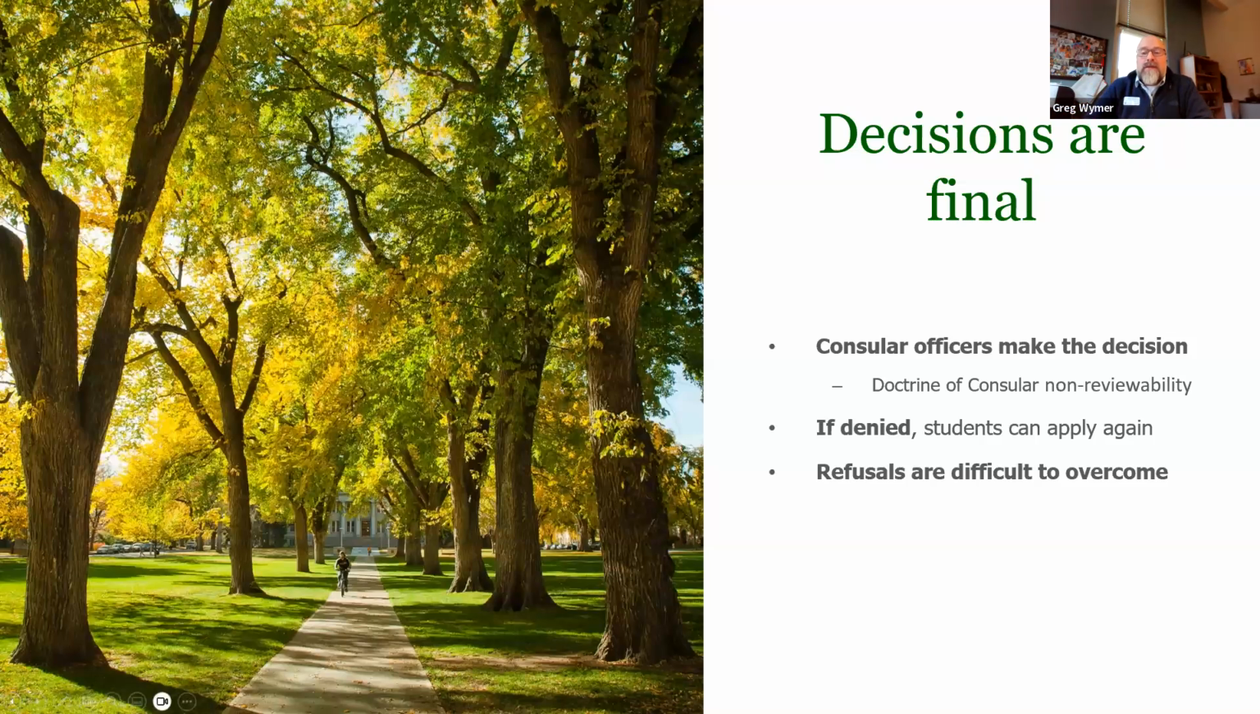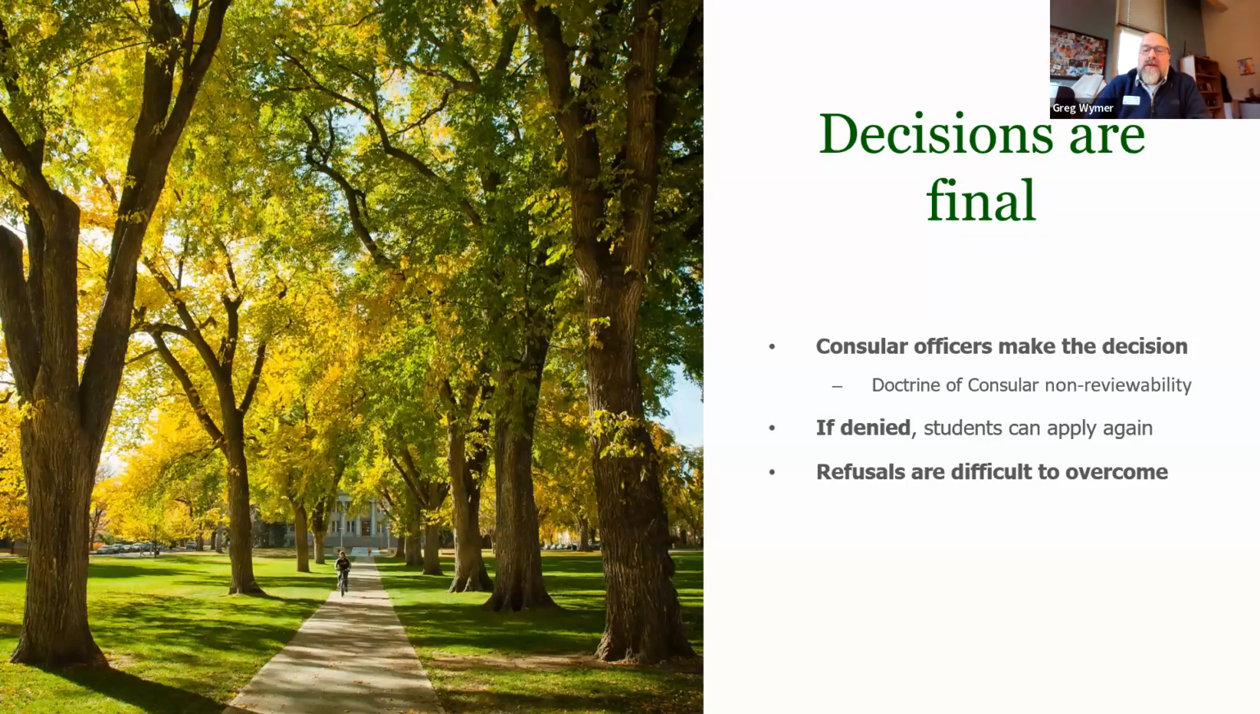If you're denied, students can apply again. However, the chances of another denial become incrementally higher each time that you apply. And so just be aware of that. Typically, what the consulate officer wants to see if you apply again is what information do you have that's above and beyond what you presented before that can help them make a decision one way or the other or to approve your visa. So you typically need to have something new to present to a visa consulate officer.